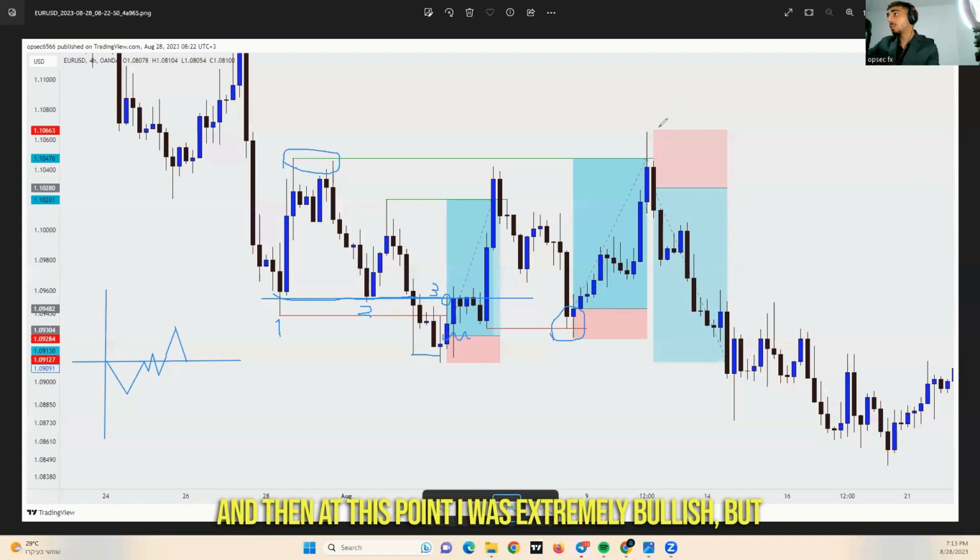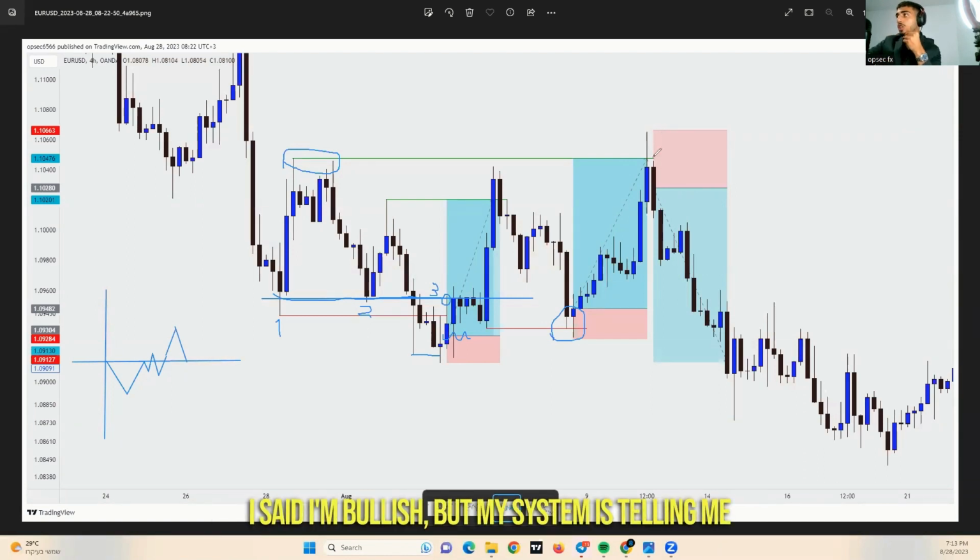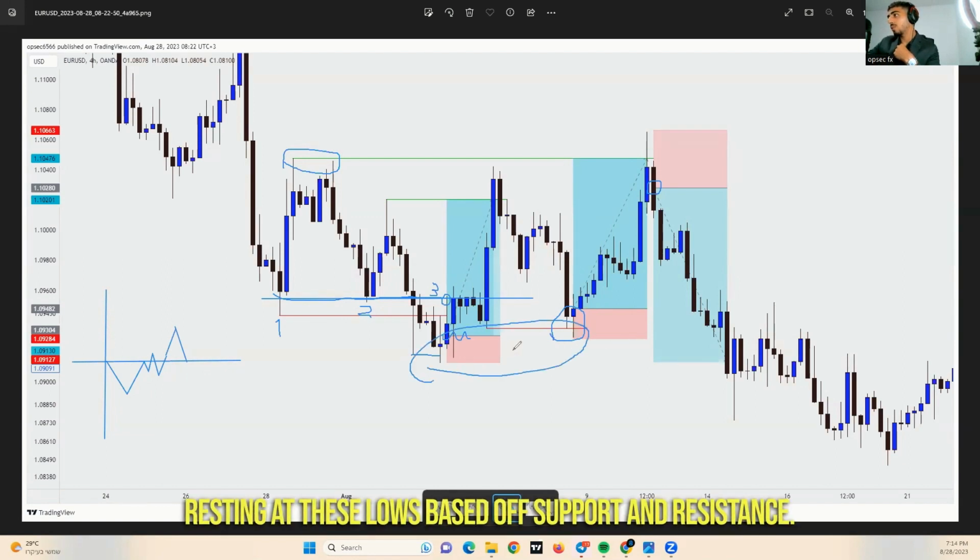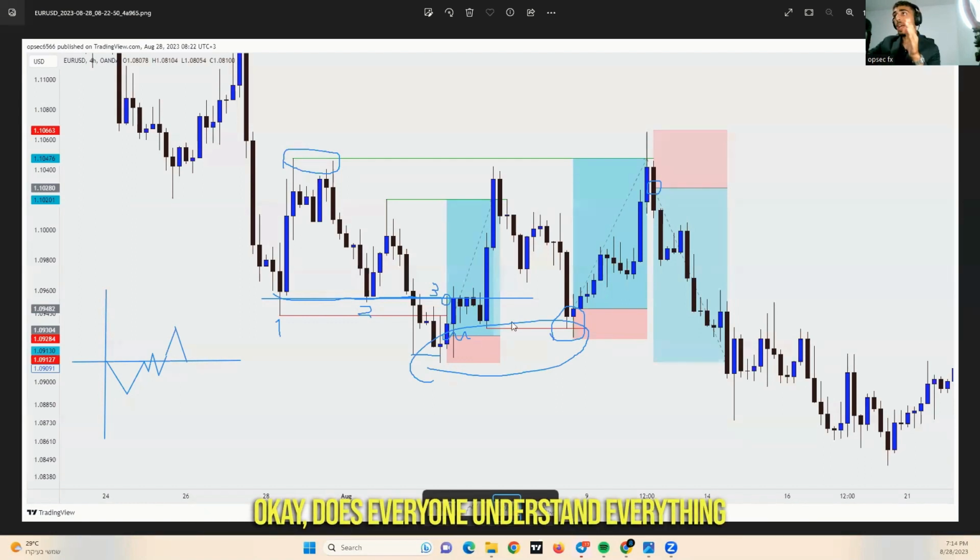And then at this point, I was extremely bullish, but I said, I'm bullish, but my system is telling me that I should pay attention for price reversing. So if we start going down from here, allowing people to enter longs, then I will flip short. And that is what I did. I flipped short the minute price started rejecting, and I entered my short over here shortly after closing my longs, and I targeted the sell side liquidity, which was resting at these lows based off support and resistance. Okay? Does everyone understand everything I just went over?